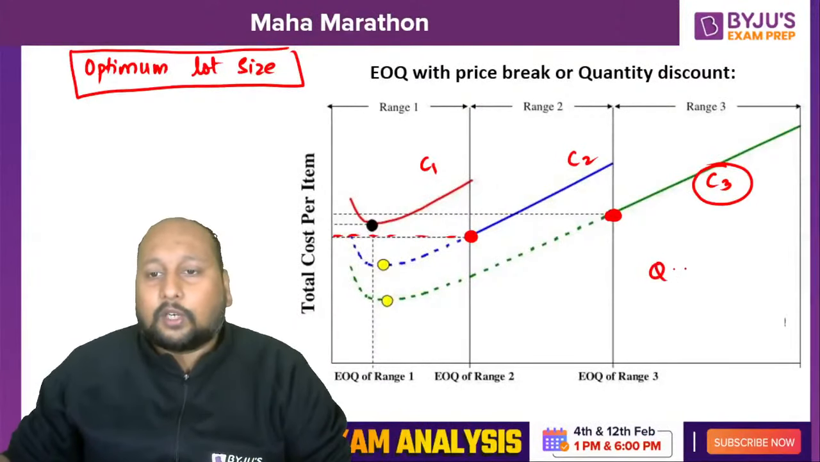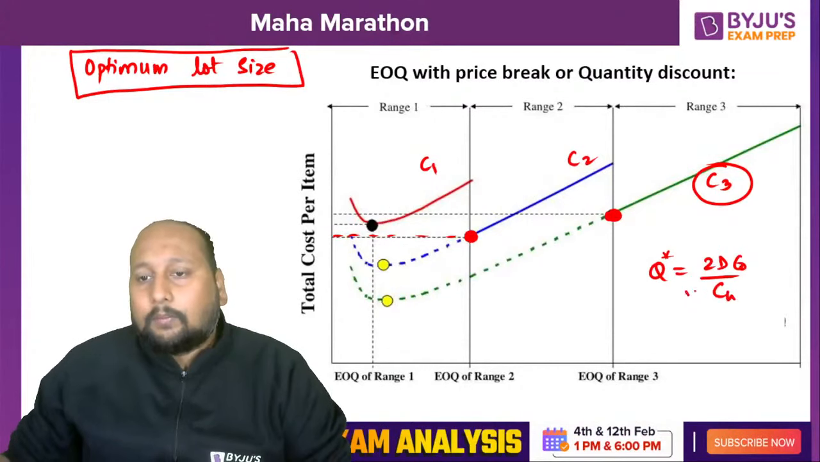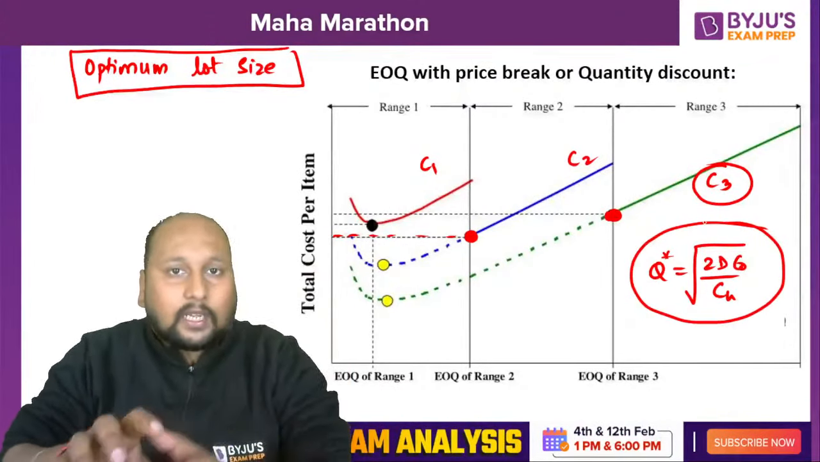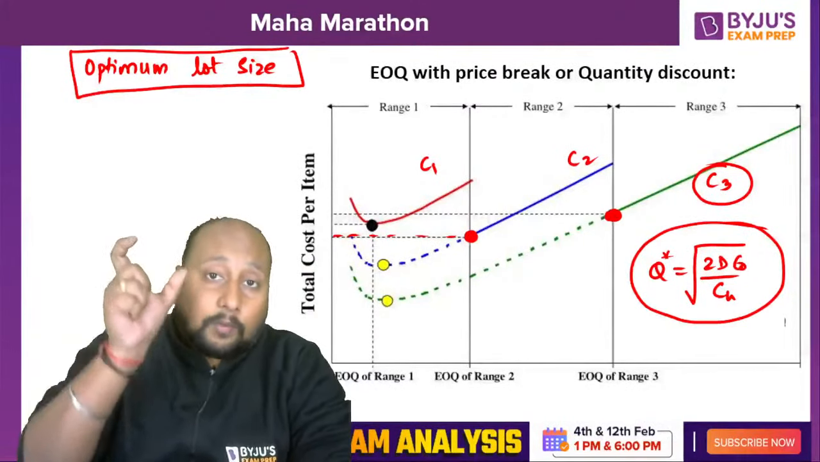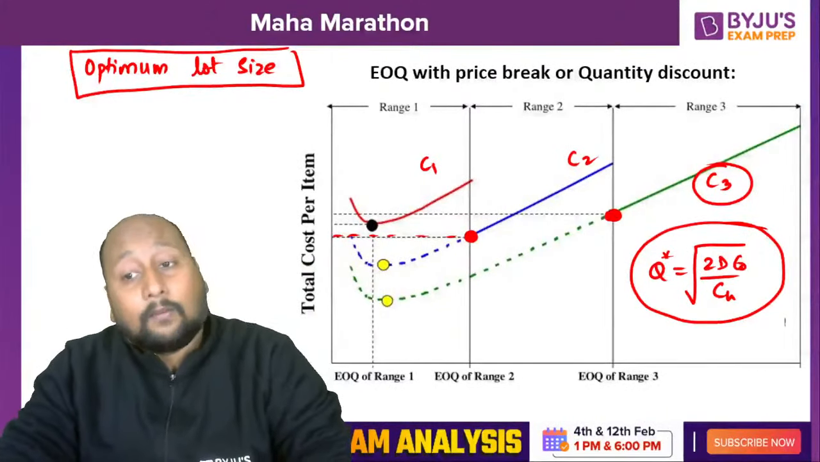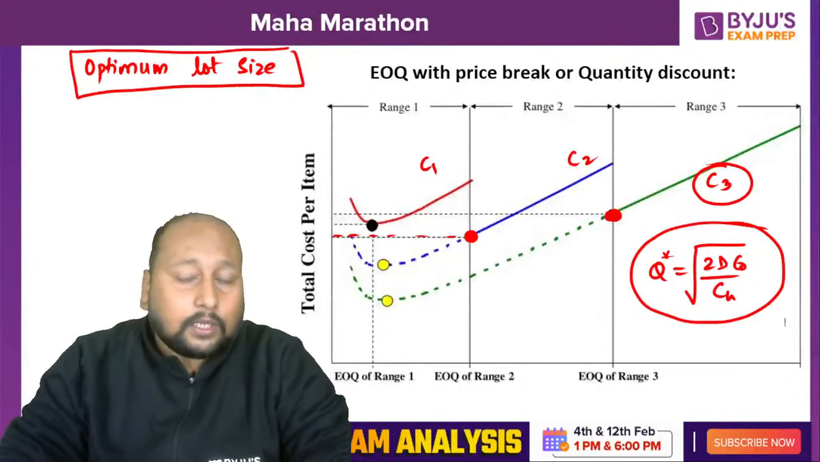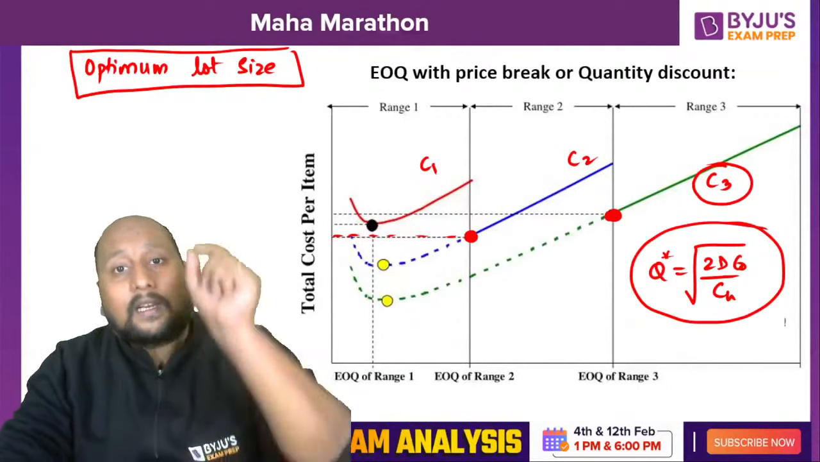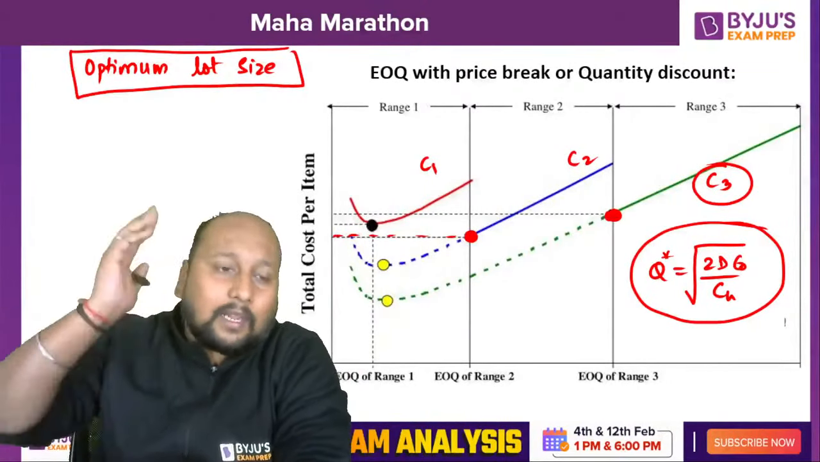How can we check the feasibility? By using this formulation, Q star is equal to the square root of 2D CO by CH. By using this formulation, we need to identify whether the value of economic order quantity that we have calculated is coming in the feasible range. If it is coming in the feasible range, it's good. If it's not, then you have to check at the threshold. Threshold means at the limiting value.